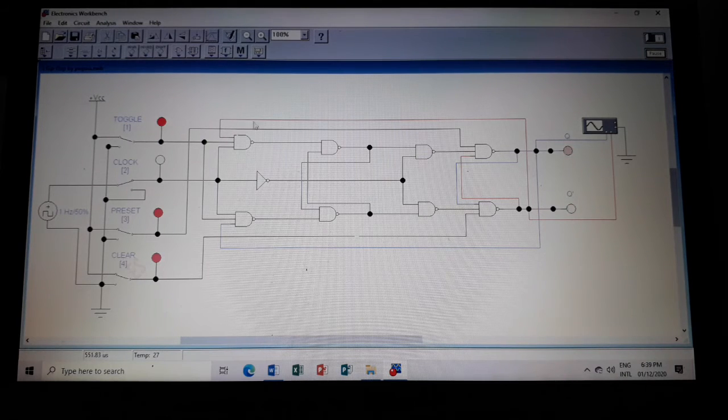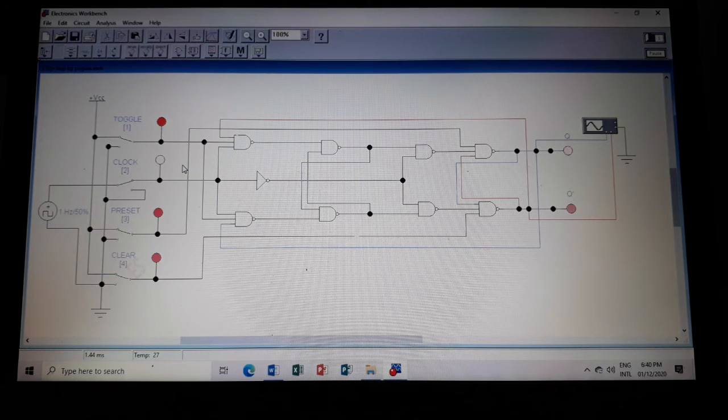Now, if we set the value of the preset to 0 and the clear to 1, we can see that the preset is activated, and so Q is set to 1, not depending on other conditions. While the preset is equal to 0, the clock input here cannot take place, just like this. Only the inverted output Q prime is blinking.